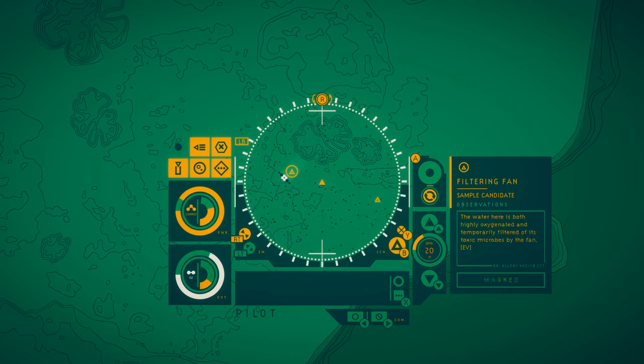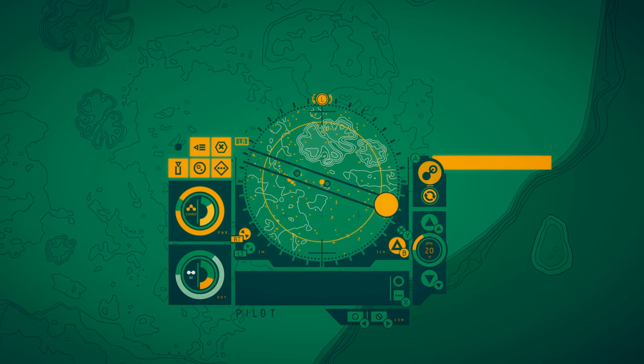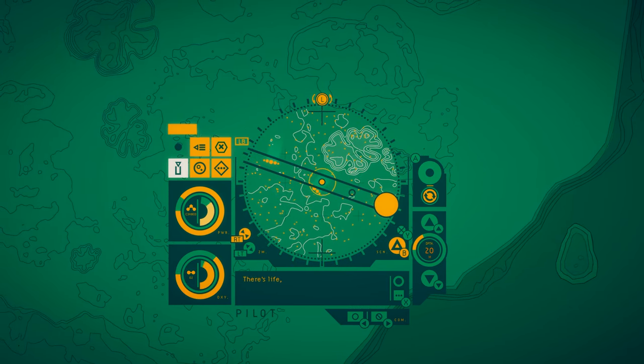Filtering fan. The water here is both highly oxygenated and temporarily filtered of its toxic microbes by the fan. Oh, are we safe here then? Is this like a... Yeah, a shelter. There's life still hanging on inside this toxic bloom, creating safe zones in order to thrive. Perhaps these creatures can help us learn how to exist in these toxic conditions. Let's take some samples and see what effects they have on the bloom when we deploy them.